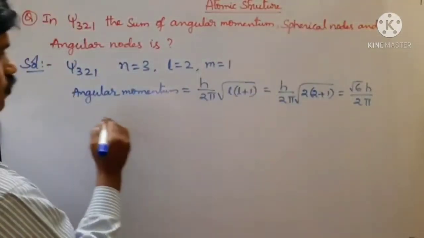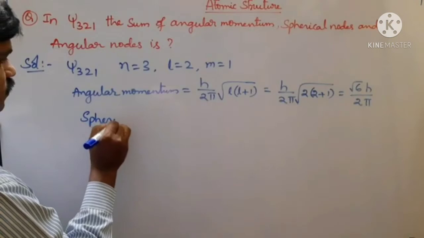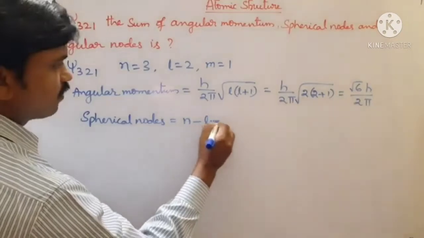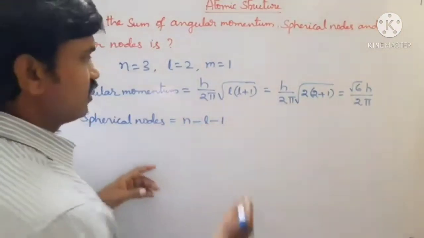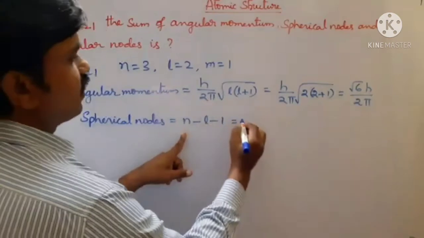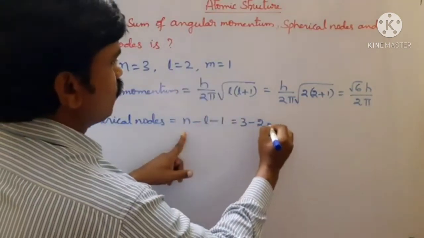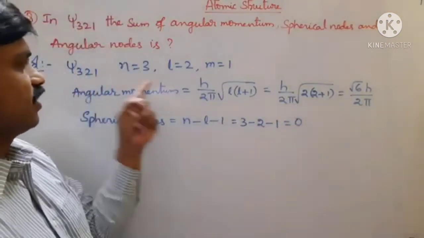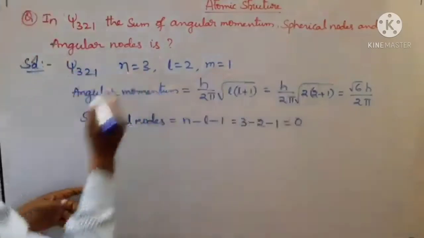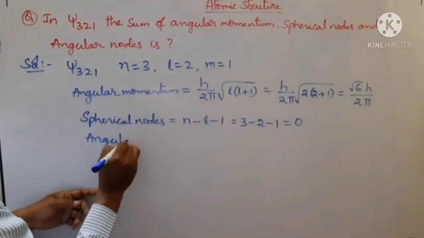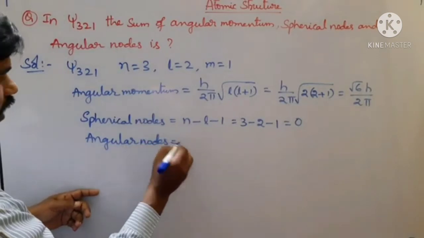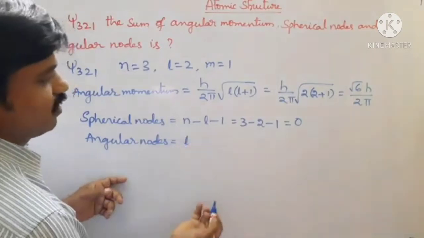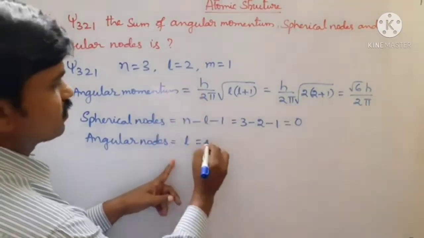And look at next, spherical nodes. What is the formula for calculating spherical nodes? Spherical nodes is equal to n minus l minus 1. Just now we discussed already. According to the given question, n value is 3, l value is 2, minus 1, it is 0. So spherical nodes of the given orbital is 0. And angular nodes. What is the formula for calculating angular nodes? Angular nodes or nodal plane, both are the same only. It is l. l value for the given orbital is 2.